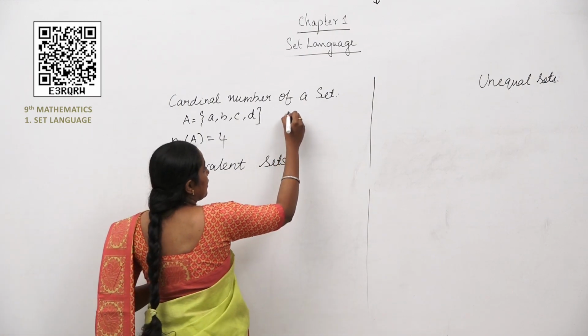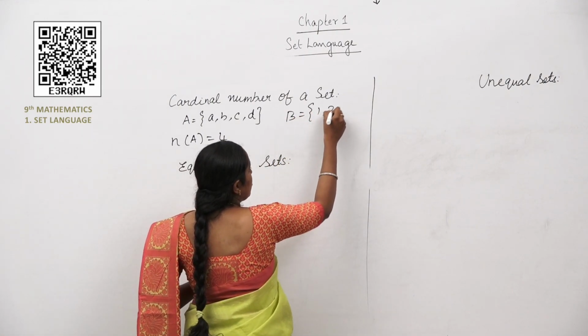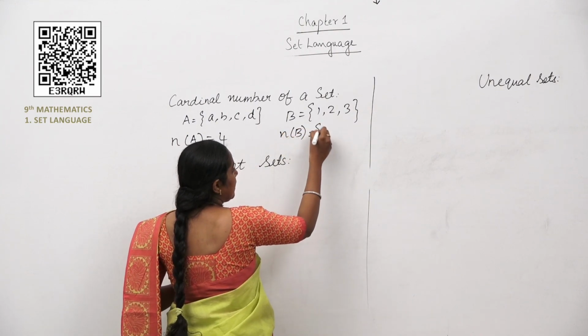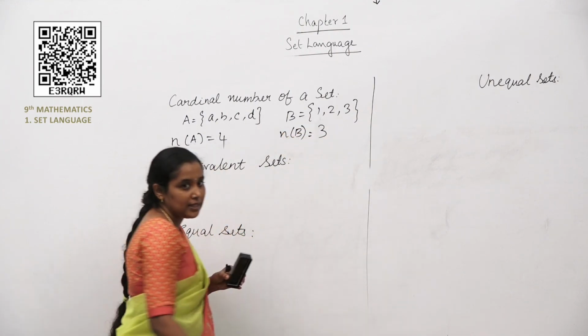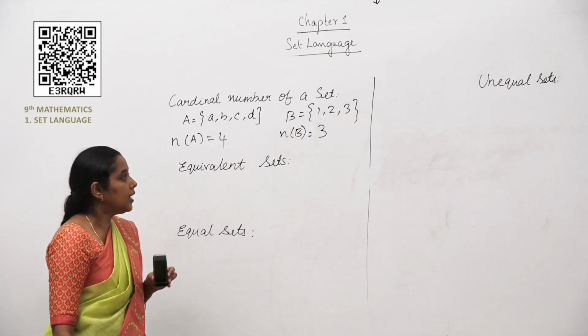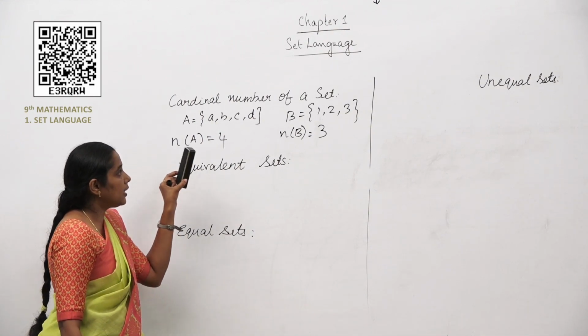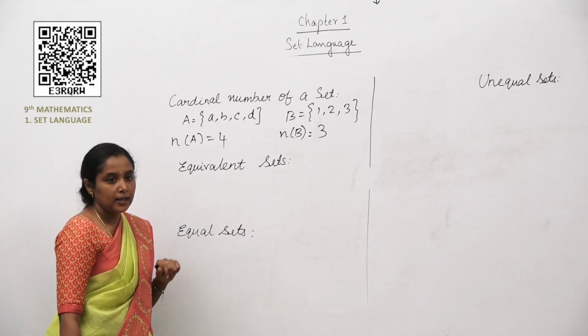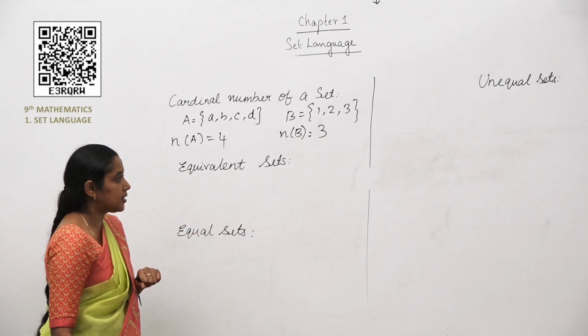Suppose B is equal to {1, 2, 3}. Can anyone say what is n(B)? 3. The number of elements in set B is equal to 3. So the cardinal number of a set means the number of elements in the set. Next we will move on to equivalent sets.